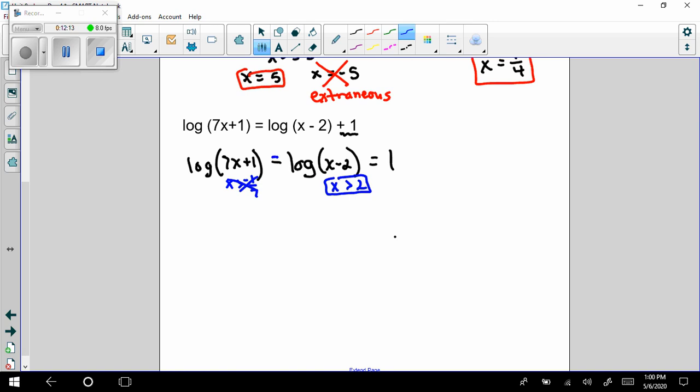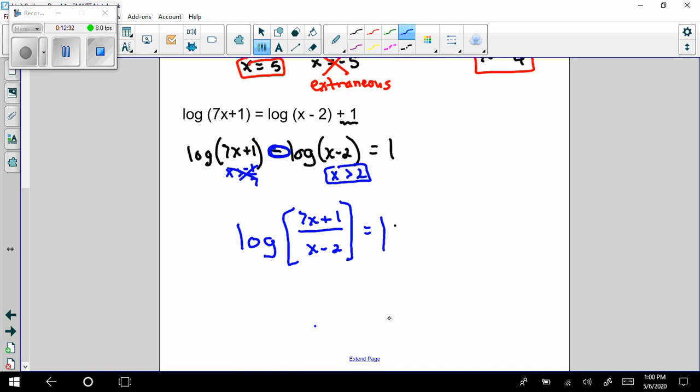Okay, so now I have subtraction, so I need to combine those arguments to a division problem. So the log of 7x plus 1 over x minus 2 equals 1. So I have base 10. So I have 10 to the first equals 7x plus 1 over x minus 2. So now I'm solving a rational.